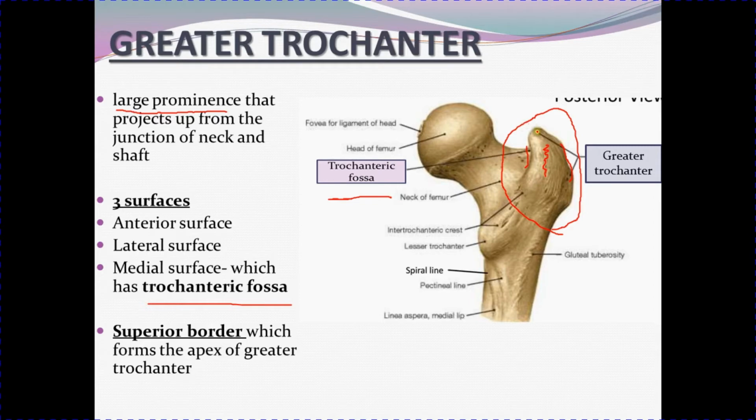The greater trochanter has a superior border, which forms the apex of the greater trochanter. So we are revising. The greater trochanter is a large prominence that projects up from the junction of neck and the shaft. It has three surfaces: anterior, lateral, and medial. The medial surface has a depression called the trochanteric fossa. It has a superior border which is called the apex of the greater trochanter.